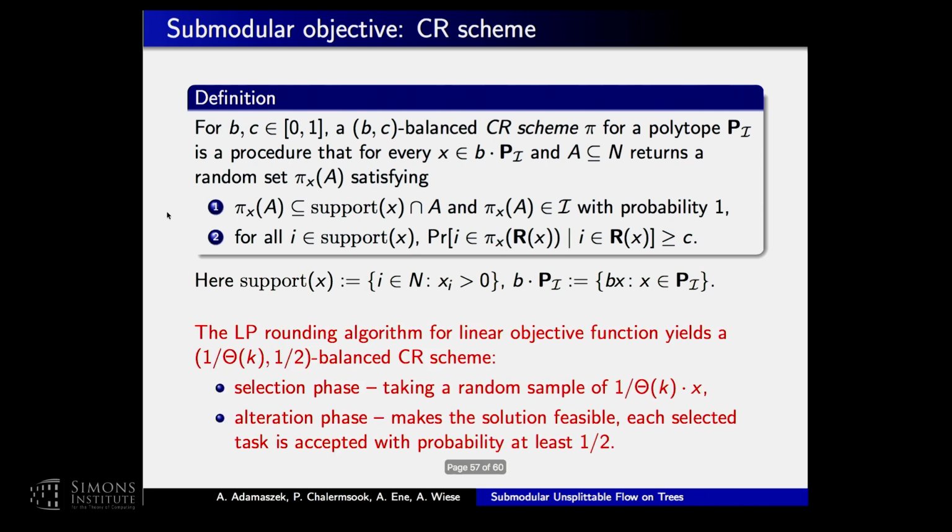And we can just observe that we already have the balanced contention resolution scheme. It's exactly our LP rounding algorithm. Because in the selection phase, we took a random sample, and in the alternation phase, every task that has been selected is accepted with probability at least 1/2. So that gives us a balanced contention resolution scheme with such parameters.